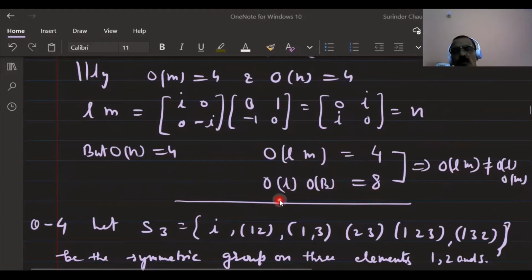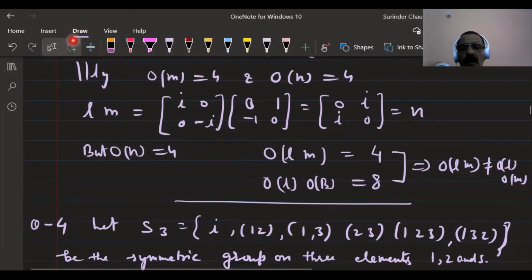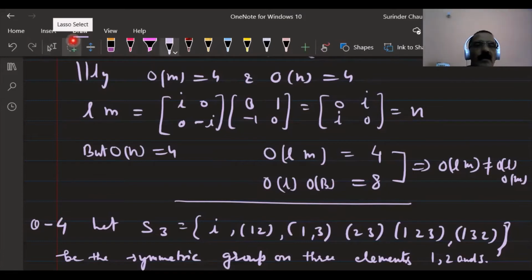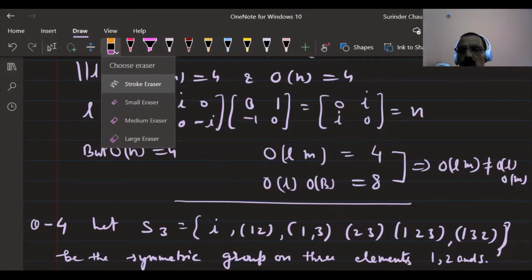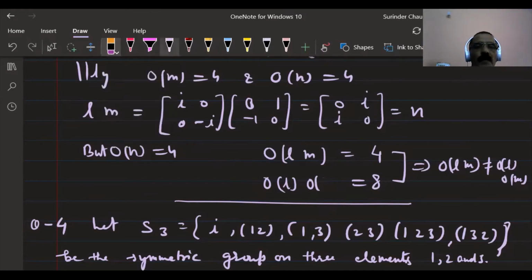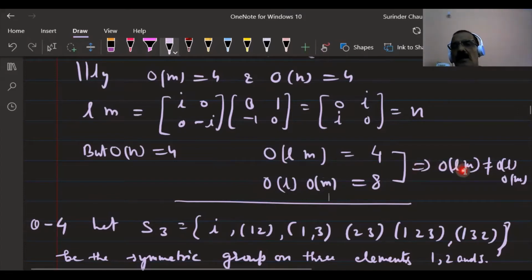So the order of N is 4. The order of L into M is not equal to the order of L into the order of M, and the order of M is equal to 8.